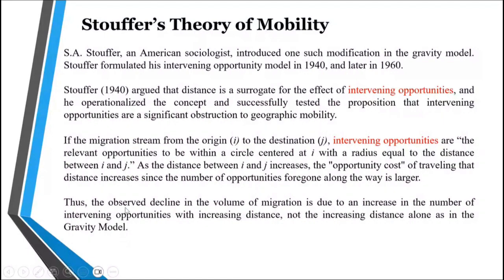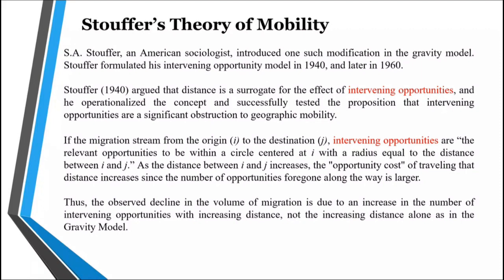So thus, the observed decline in the volume of migration is due to an increase in the number of intervening opportunity with increasing distance, right? Not increasing distance alone as in the gravity model. So the gravity model only focuses on increasing distance alone, but the Stouffer model claims that it's not only increasing distance, because if it increases this distance, you get more opportunity, then you may end up not in Singapore, for example. Just now you're from Kampar, you don't end up in Singapore, but you end up in KL, or you end up in Penang because of shorter distance, or you may end up in Johor Bahru, right?